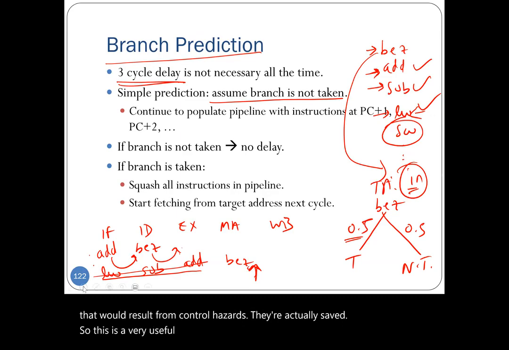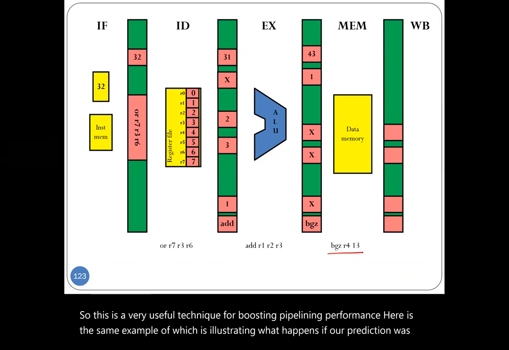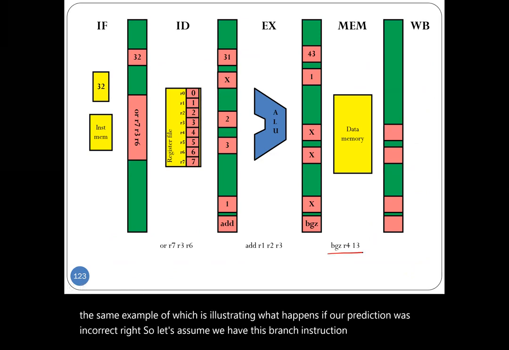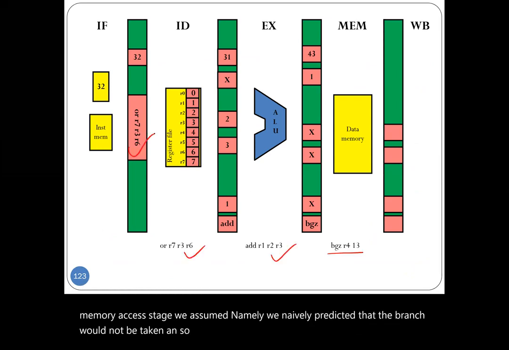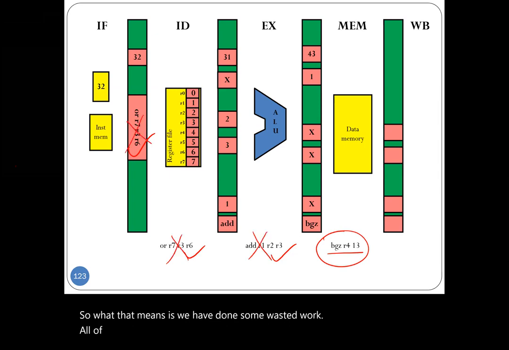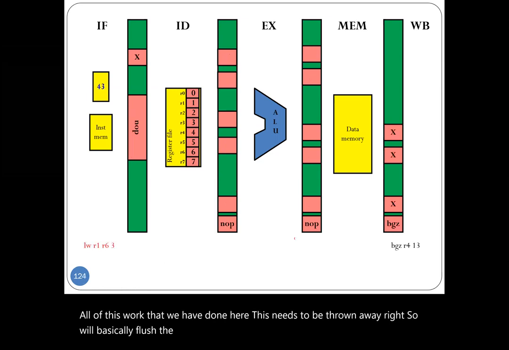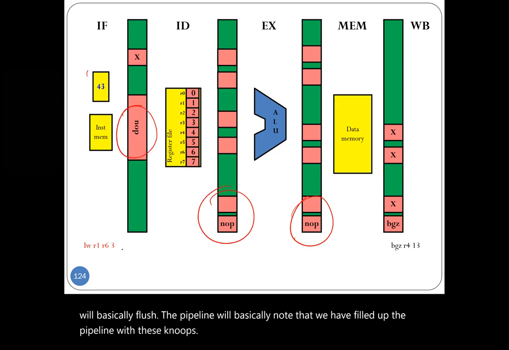Now here is the same example, which is illustrating what happens if our prediction was incorrect, right? So let's assume we have this branch instruction which reaches the memory access stage. We naively predicted that the branch would not be taken, and so we continued fetching sequentially next instructions. At the end of this cycle, it turns out that the branch was in fact taken. So what that means is we have done some wasted work. All of this work that we have done here needs to be thrown away, right? So we'll basically flush the pipeline. We'll note that we have filled up the pipeline with these no-ops, and we'll start fetching the new instruction from the target address.